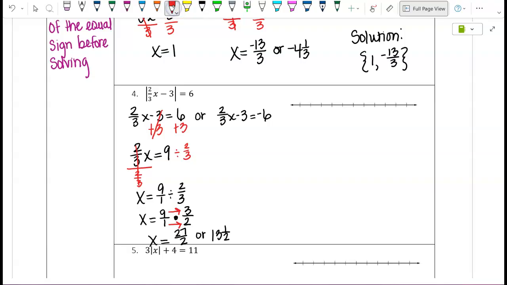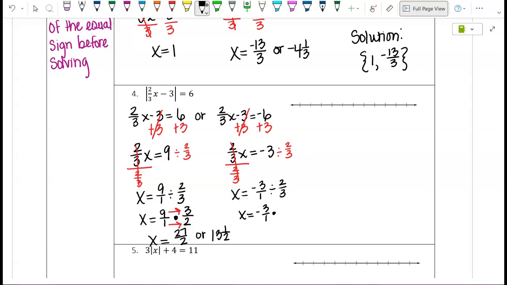Now we need to go back and solve the second equation. So again, I'm going to start by adding 3 to both sides. So 2/3 x equals -3. Then again, I'm going to go in and divide by that 2/3. So I have x equals -3/1 divided by 2/3. And again, because we invert and multiply, x equals -3/1 times 3/2.